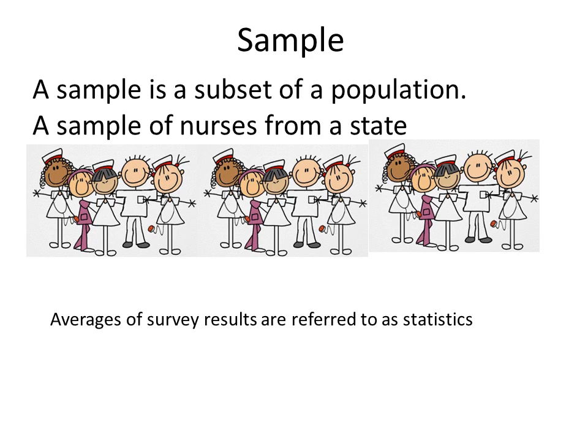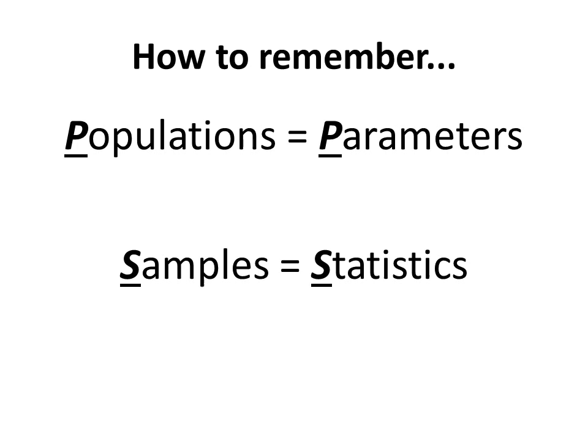A sample is a subset of a population. If we only study a sample of the nurses from a state and collect survey data, the averages of survey results are referred to as statistics. Here is an easy way to remember what populations and samples yield. Populations yield parameters. Samples yield statistics.